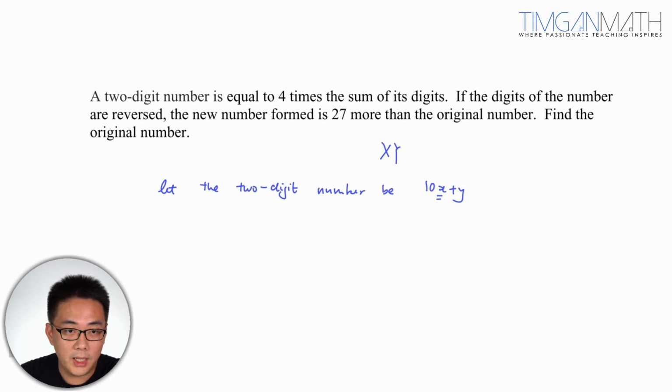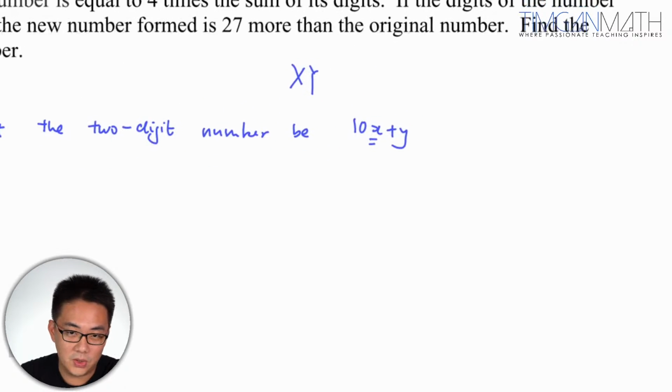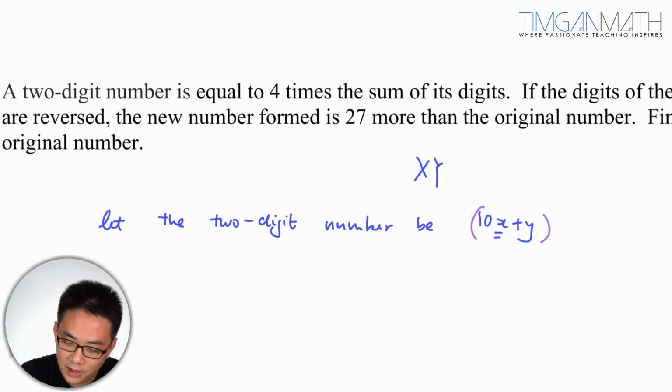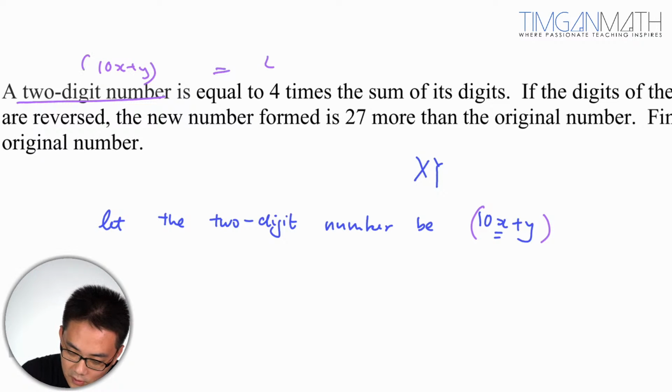So we're told that the two-digit number is equal to 4 times the sum of its digits. 4 times the sum of the digits. So this is the digit itself, right? This is a number. This number here, the two-digit number, which is 10x plus y, is equal to 4 times the sum of its digits. So this is x plus y.